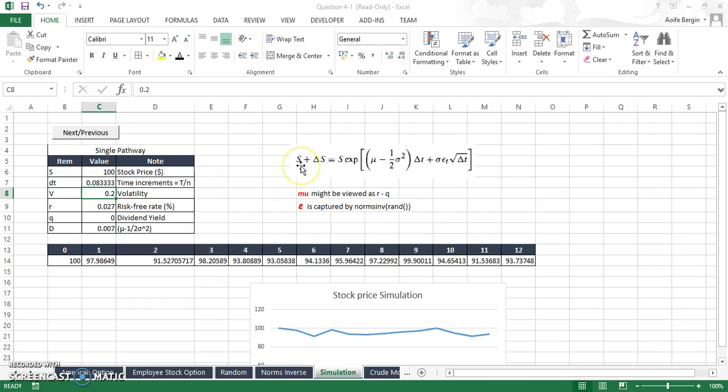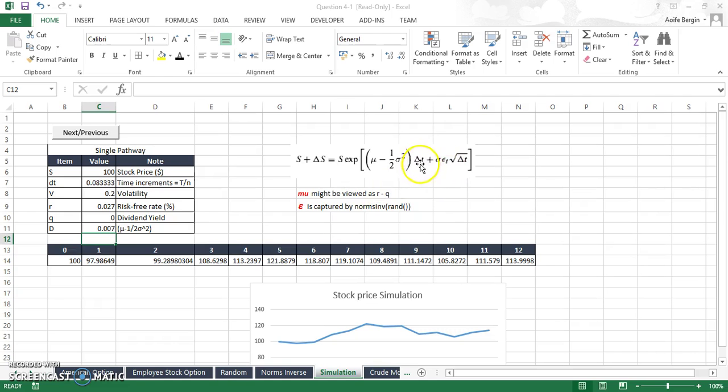So it's the stock price plus the change in the stock price is the stock price in the future, which is equal to the stock price multiplied by the exponential function, and you multiply that then by the drift. This is the drift here. Mu is R minus Q, so we've calculated that there.